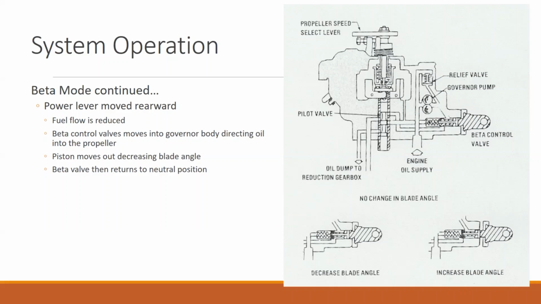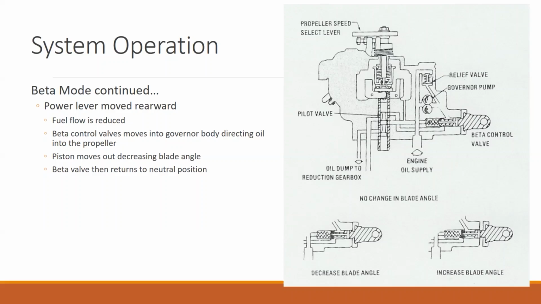Below that, when you're in beta mode, you have the beta control valve, and on this setup you have an external pitch feedback mechanism. On the outside of the propeller, that external mechanism is going to feed back into the beta control valve. So your throttle, and then that feedback mechanism, is going to control the beta control valve.